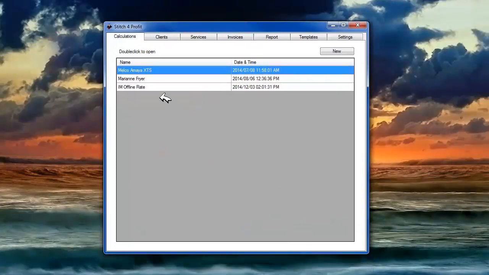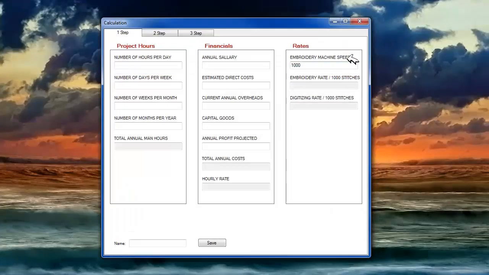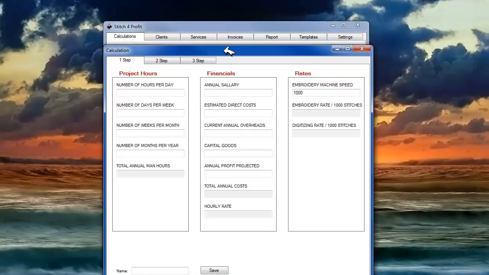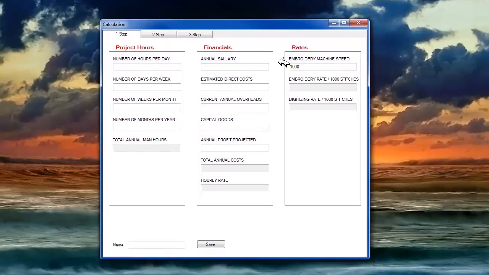But now, when I open it up, you'll see I have rates on the right hand side on the Stitch for Profit. So Stitch for Profit has got another column in step 1 on the right hand side, which is rates. Right, let's go and look at what is the information that we're working with here, how to calculate a rate for you or for your business, or for a section of your business. So first of all, we start off with project hours. This is our sellable hours that we can sell throughout our business.